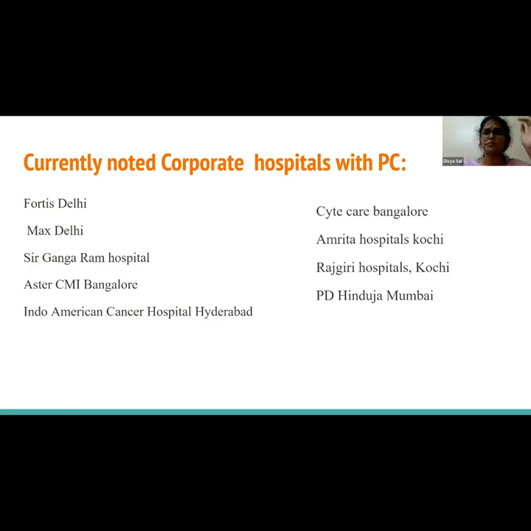Currently noted corporate hospitals with palliative care include Fortis Delhi, Max, Sir Gangaram, Aster CMI, Indo-American Cancer Hospital, Arun Hospital, Sitecare Bangalore, Amrita Kochi, Rajagiri Hospital Kochi, and PD Hinduja Mumbai.